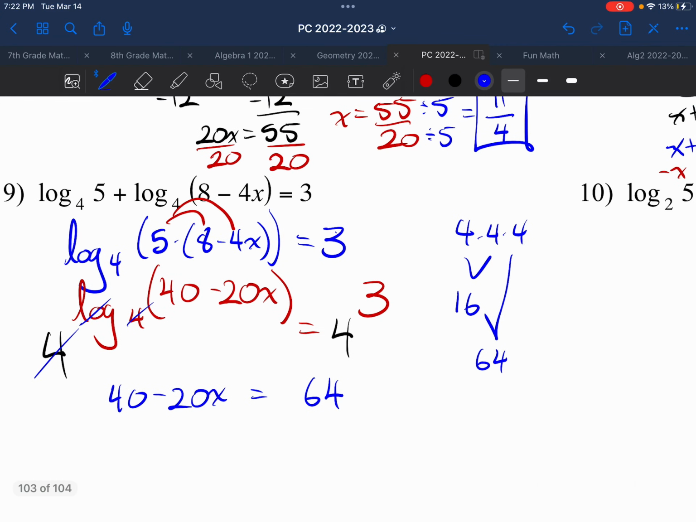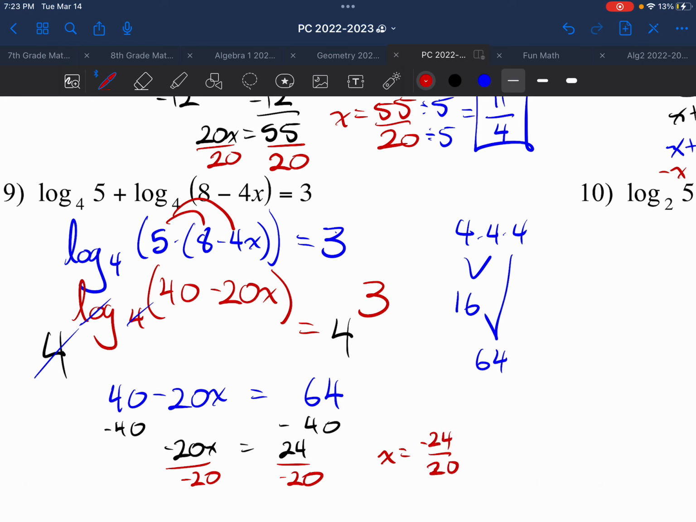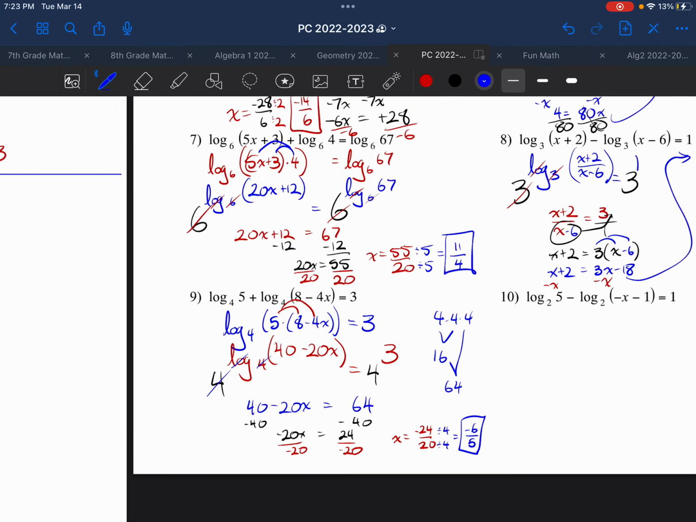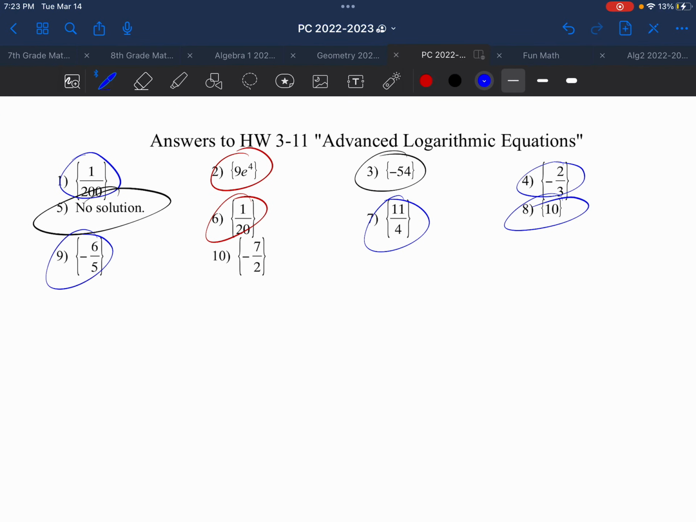And then from there, I'm going to subtract 40, getting the constants on the right-hand side. I get negative 20x is equal to positive 24, and then I'm going to divide by negative 20, and I get x is equal to negative 24 over 20, and I think they will both have a 4 in them, don't they? Divide by 4, and I can get negative 6 over 5, negative 6/5, please. Number 9, negative 6/5. Woo, let's go, negative 6/5.